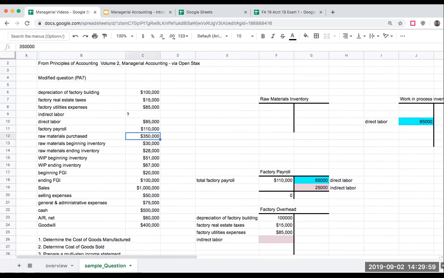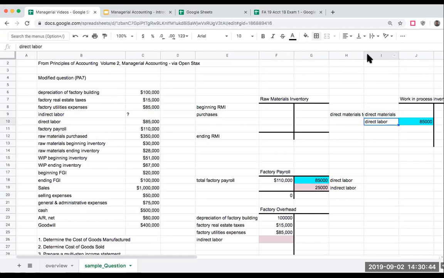So I have here my raw materials purchases and my beginning and ending inventory. So the way I'm going to handle my raw materials inventory is I'm going to have my beginning raw materials inventory plus my purchases less the direct materials I put into production. That will be giving me my ending raw materials inventory. And this is what we would call direct materials to production. And then over here, we're going to have direct materials.